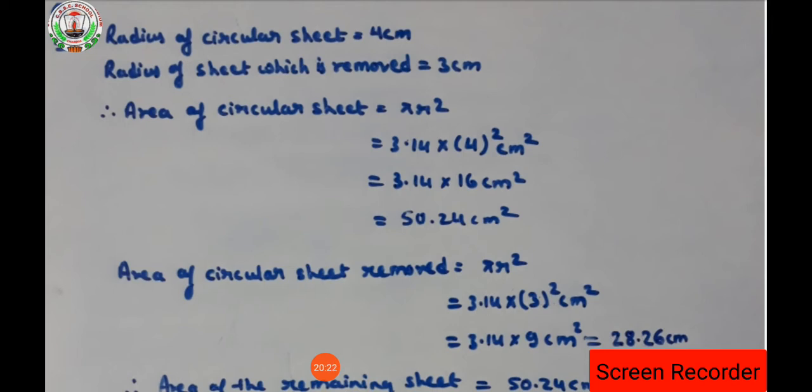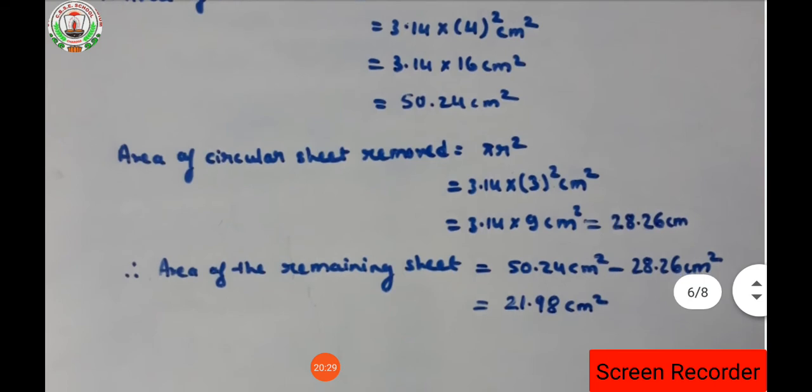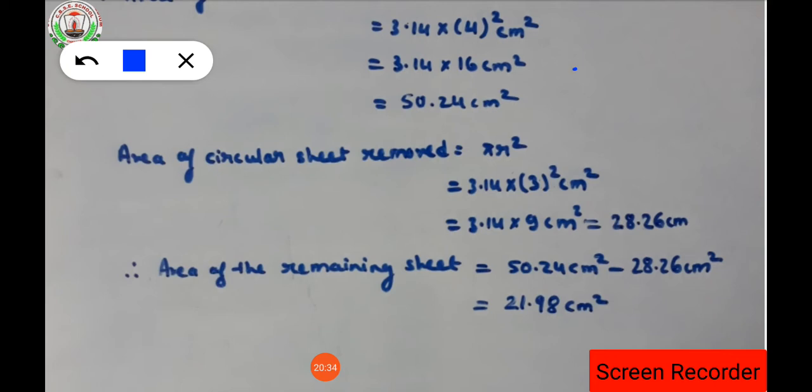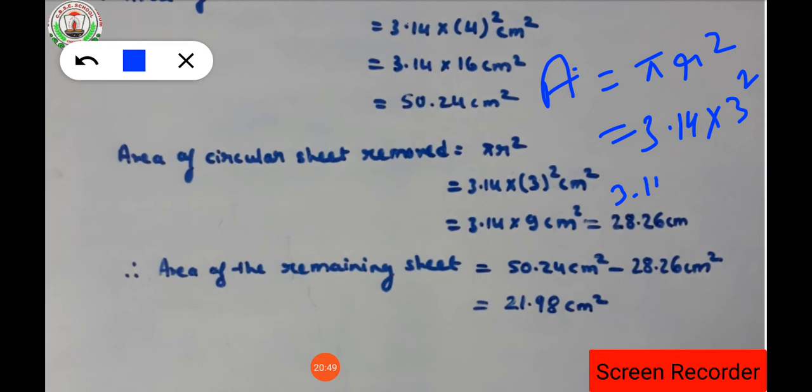Clear everyone? Then in the next part, area of a circular sheet removed. Now a 3 centimeter circular sheet is removed, isn't it? So again we have to separately find the area of that 3 centimeter circular sheet being removed. The formula for the area of the circle is pi r square, isn't it? Pi value we have to take 3.14 into 3 square. So 3.14 into 3 into 3. 3 into 3 is 9. 9 into 3.14 will be equal to 28.26.